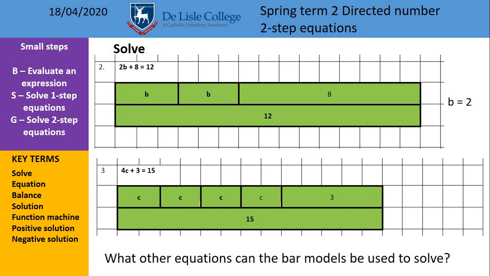For the next one, question 3, 4c plus 3 equals 15, so we had minus 3 from both sides. 4c equals 12. Then, because there's 4 lots of c, we only want one lot, we divide by 4, so 4c equals 12, divide that by 4, c equals 3. And for that one, you may have had an alternate equation of 15 minus 4c equals 3, or 15 minus 3 equals 4c.